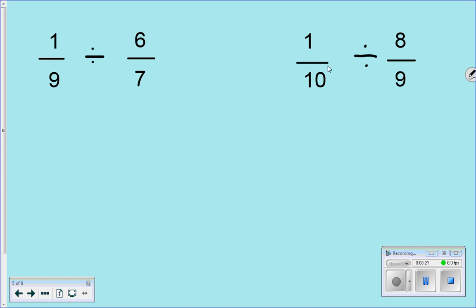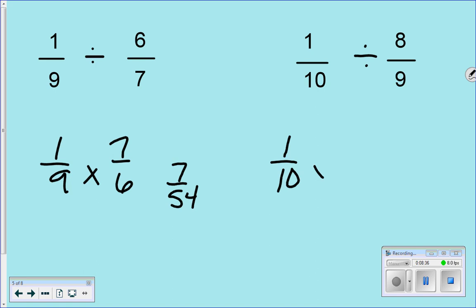All right, so 1/9 times 7/6, correct? What did you get for an answer? Zane, what'd you get? 7/54. Can it be reduced? I don't think so. This should be 1/10 times 9/8. What did you get for an answer? Ready? What do you got, Ryan? 9/80. Can it be reduced? I don't think so. Questions so far?